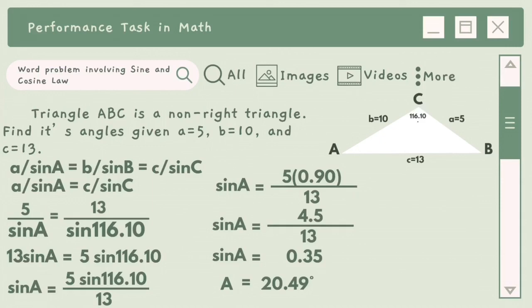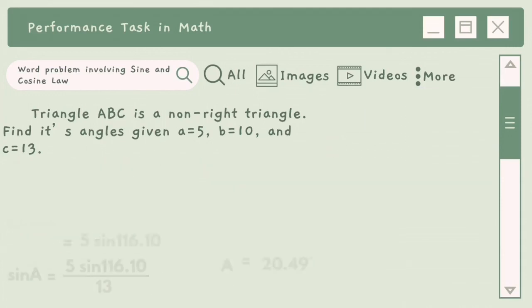Then we divide both sides by 13, and then with the help of a scientific calculator, we'll find the value of sine 116.10, which is 0.90, and then we simplify. We multiply 0.90 and 5, which is 4.5, and we divide 4.5 by 13, which is 0.35. So we get sine A is equal to 0.35. Again, with the help of a scientific calculator, we press Shift, then Sine, and insert 0.35 to find A. So A is equal to 20.49 degrees.